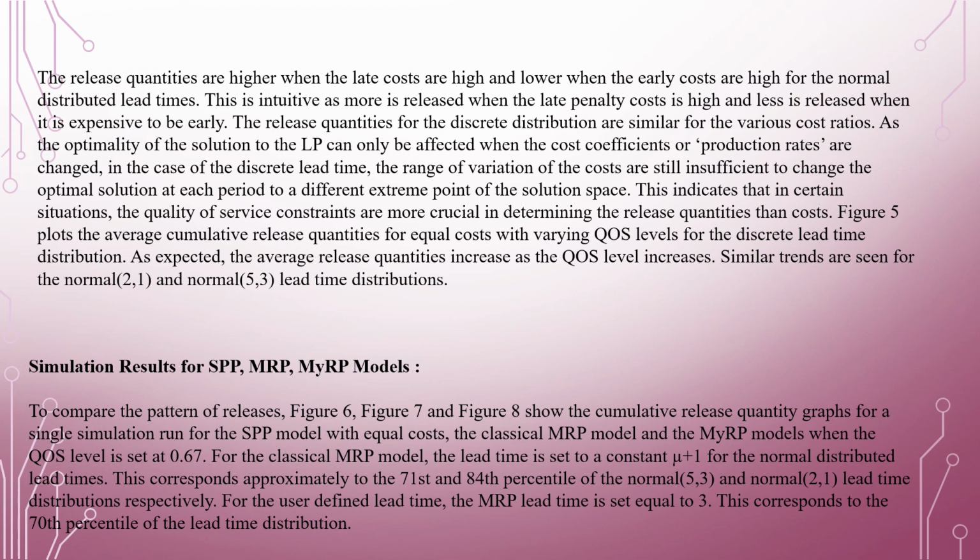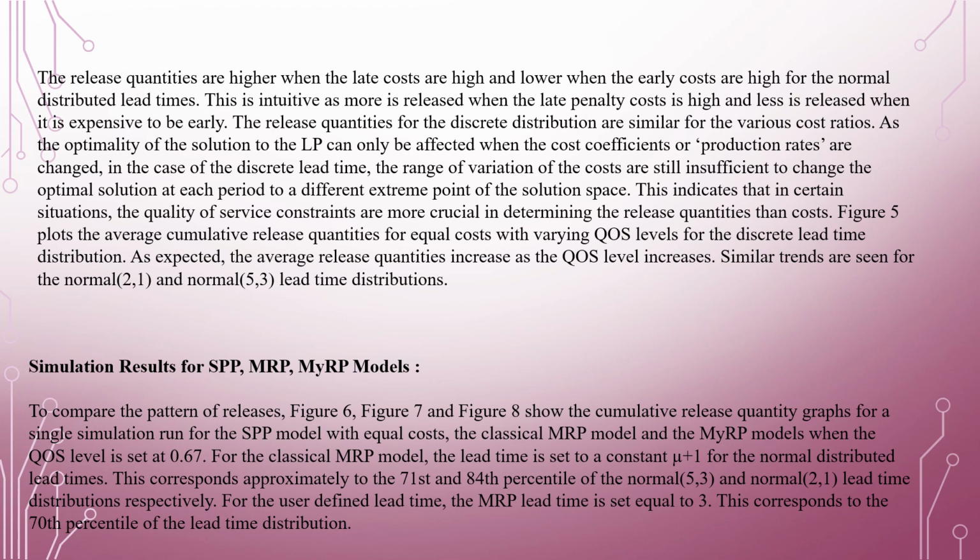That figure plots the average cumulative release quantities for equal cost with varying QoS levels for the discrete lead time distribution. As expected, the average release quantities increase as the QoS level increases. Similar trends are seen for the normal 2,1 and normal 5,3 lead time distributions in the graph. Next, the simulation results for the SPP, MRP and MYRP models.